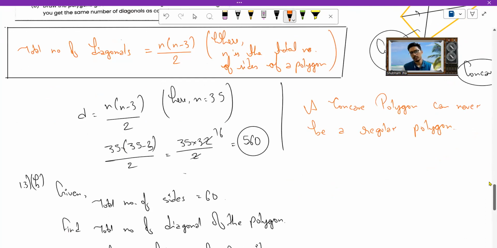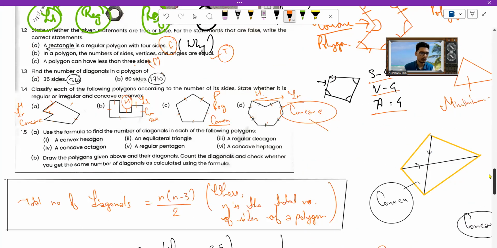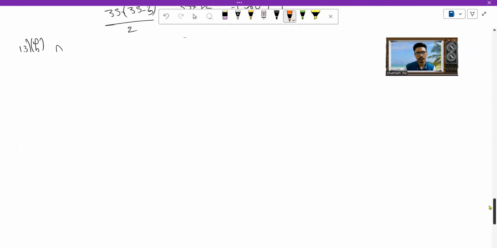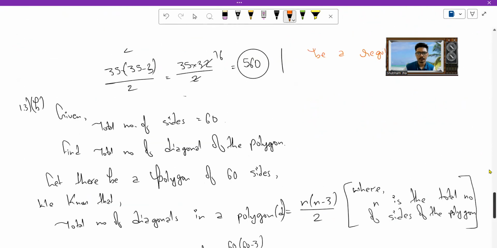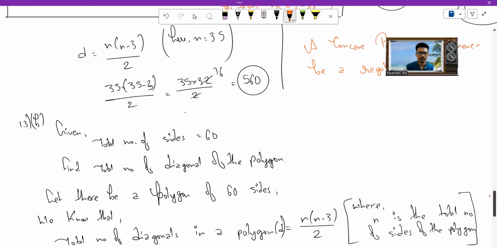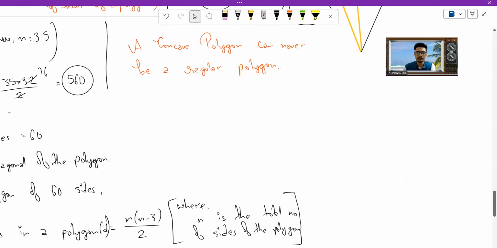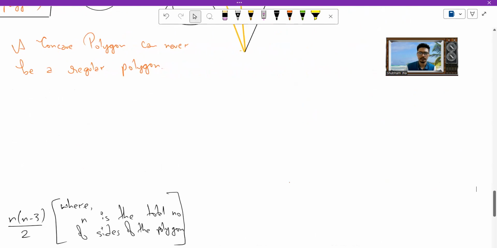Okay, understood this? Now let's come to the next question. Use the formula to find the number of diagonals of the following: a convex hexagon. One more thing, we look into the number of diagonals. Okay, let's draw two polygons here. Let's draw the first one. I will draw a pentagon only.